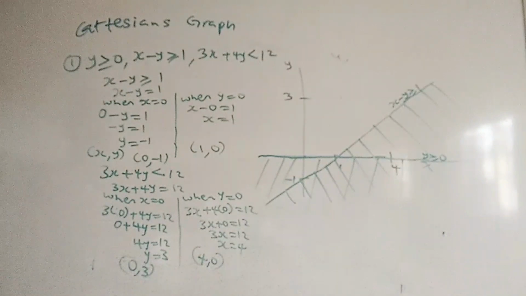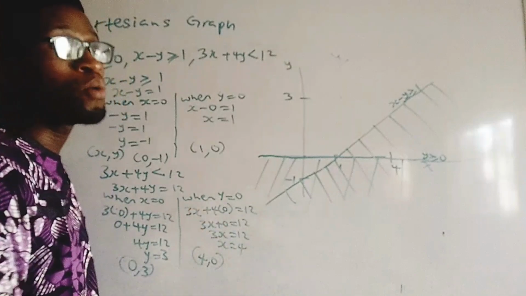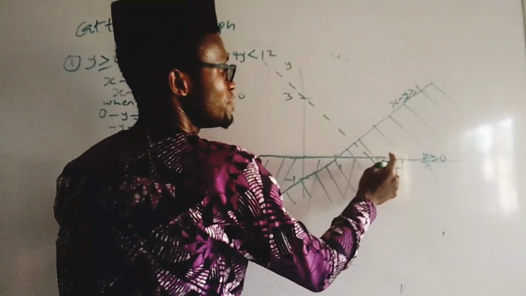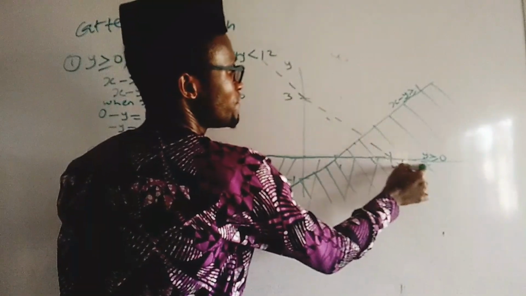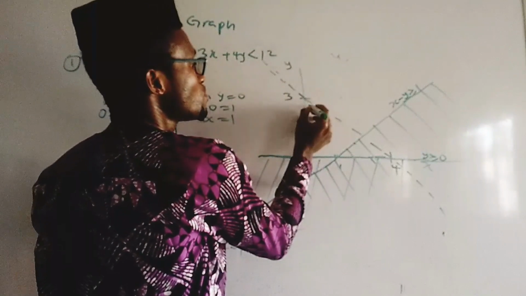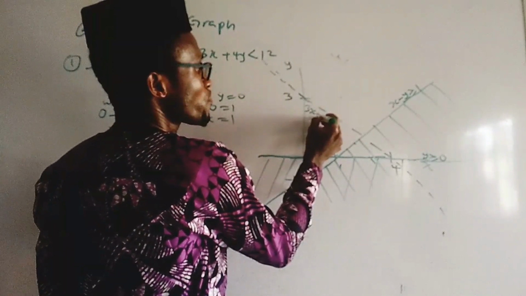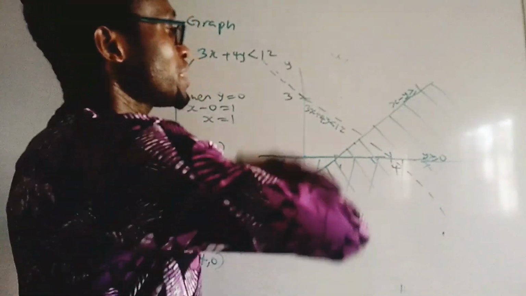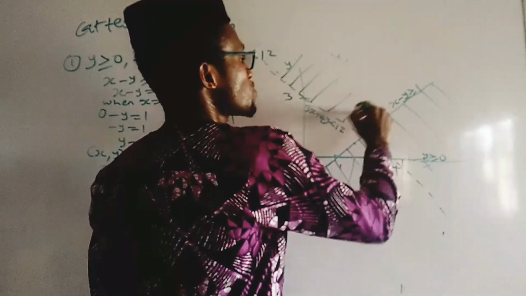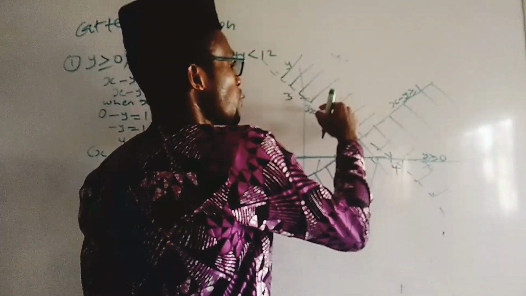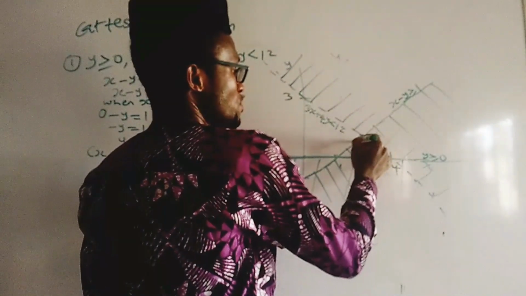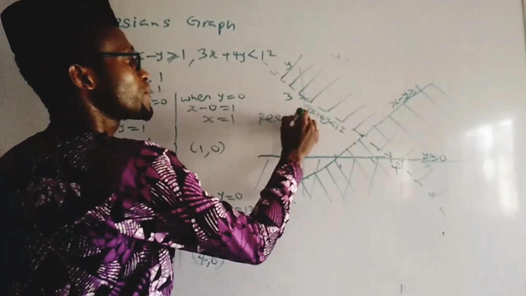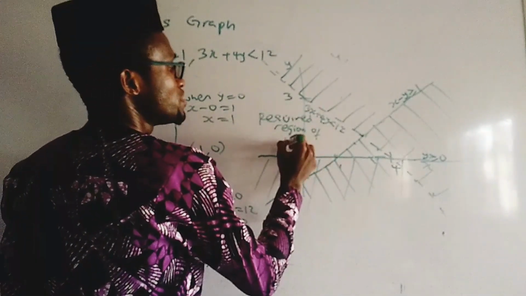Now the next one, which is going to be the last one, is for 3x plus 4y less than 12. So we draw this line, but this time around we are going to make use of a dashed line. Let's get it well. So this is 3x plus 4y less than 12. Now for this, less than is coming down, so greater than is up. So this region is not needed. So the needed region of our graph is from this place to this place, down to this place, and so on. So these are the required region of the graph.